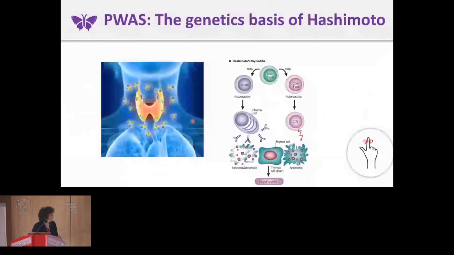Usually, by the way, people talk about the B cell, because of the antibody, the B cell producing antibody. We were able to show that the T cell is very strong as well. So this aspect of immunity is also very active in Hashimoto.